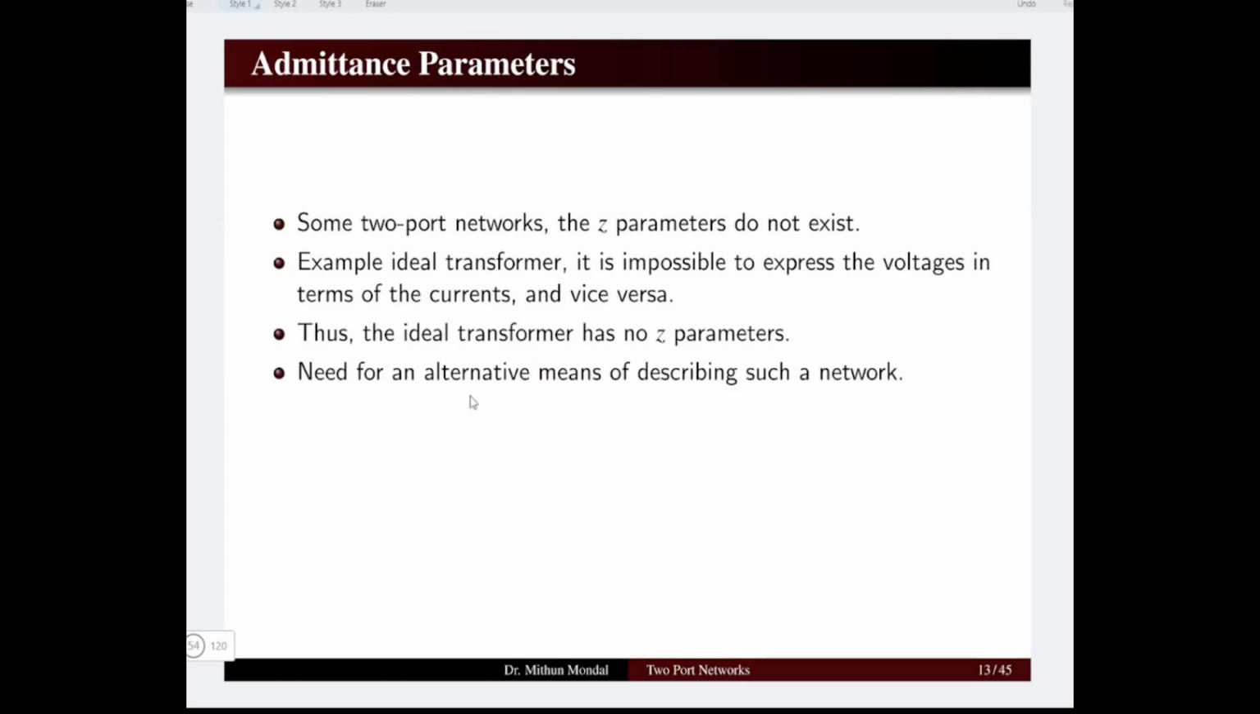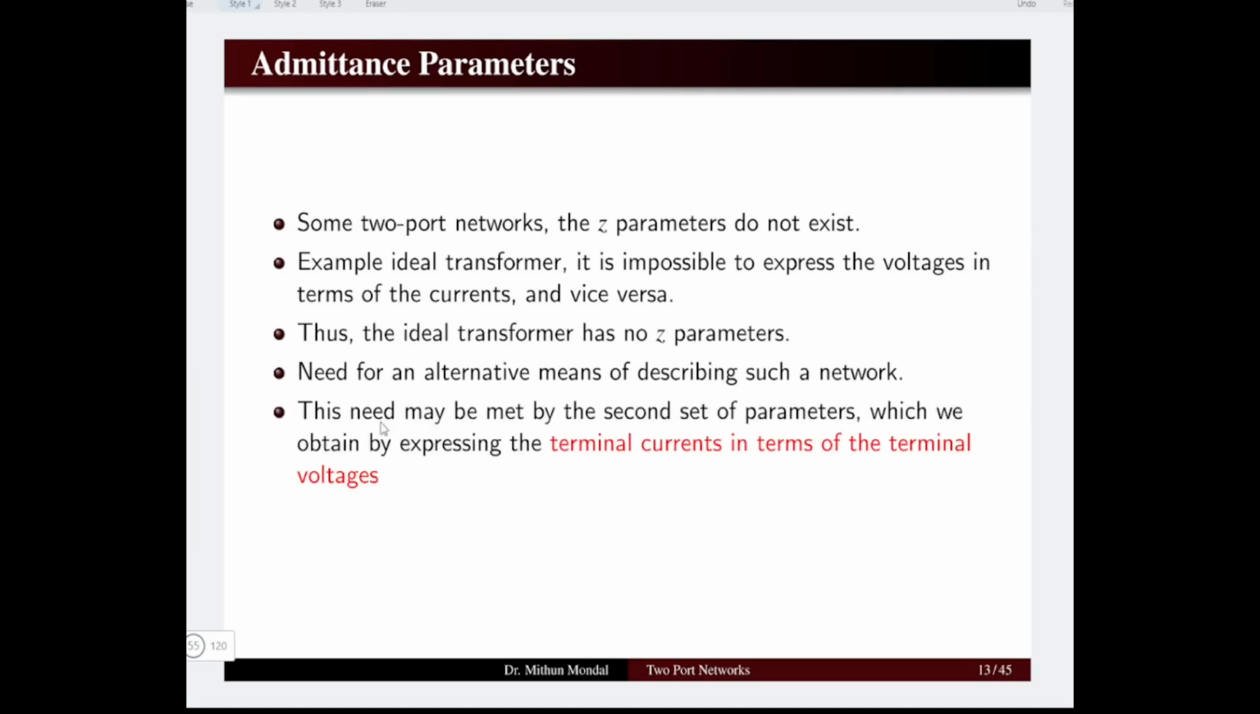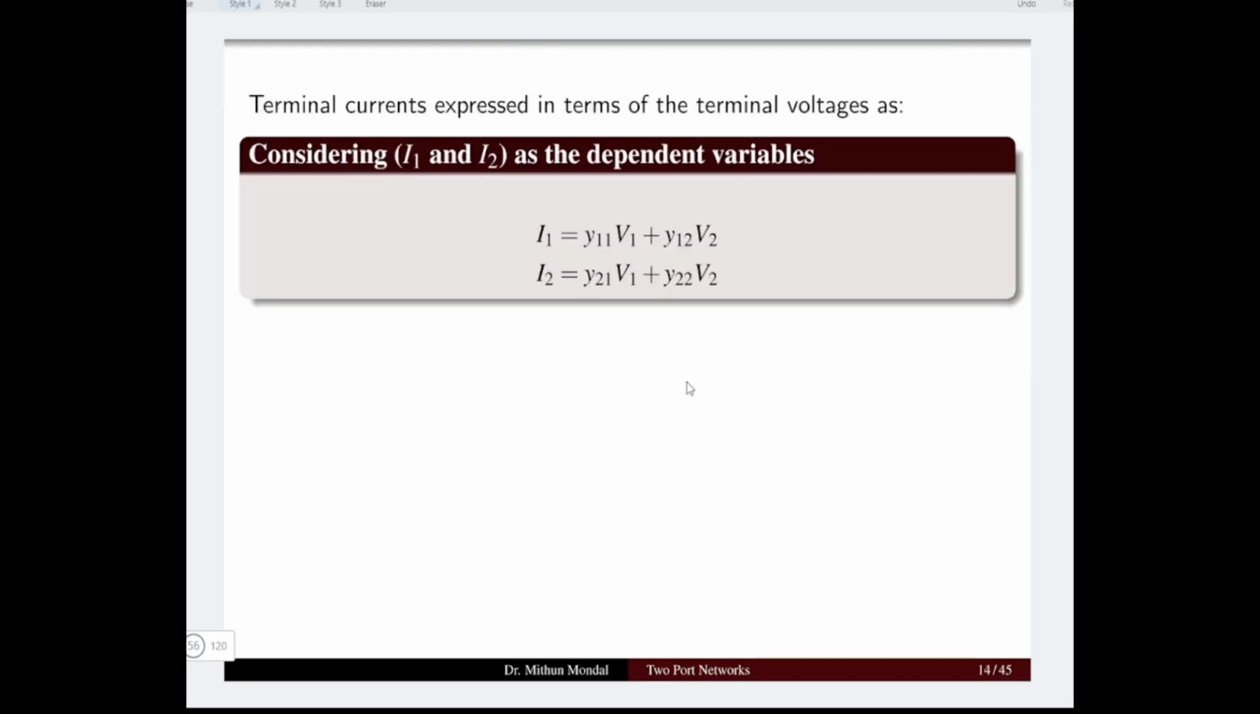Then there is a need for an alternative means by which we can describe such networks whose Z parameters are not available. This need may be met by a second set of parameters, which we obtain by expressing the terminal currents in terms of the terminal voltages. So the other set of parameters, which will relate the voltages and the currents, is the topic of discussion for today, that is, the admittance parameters, and it will meet our requirement.